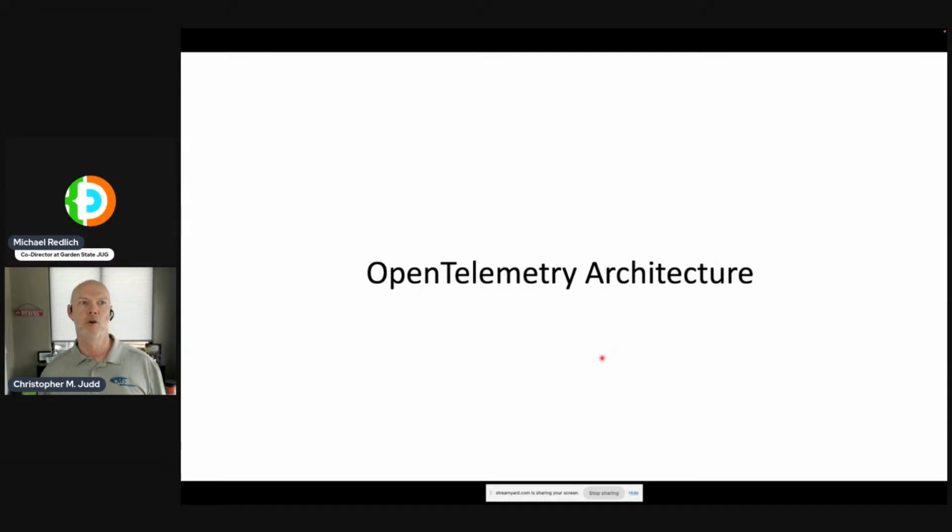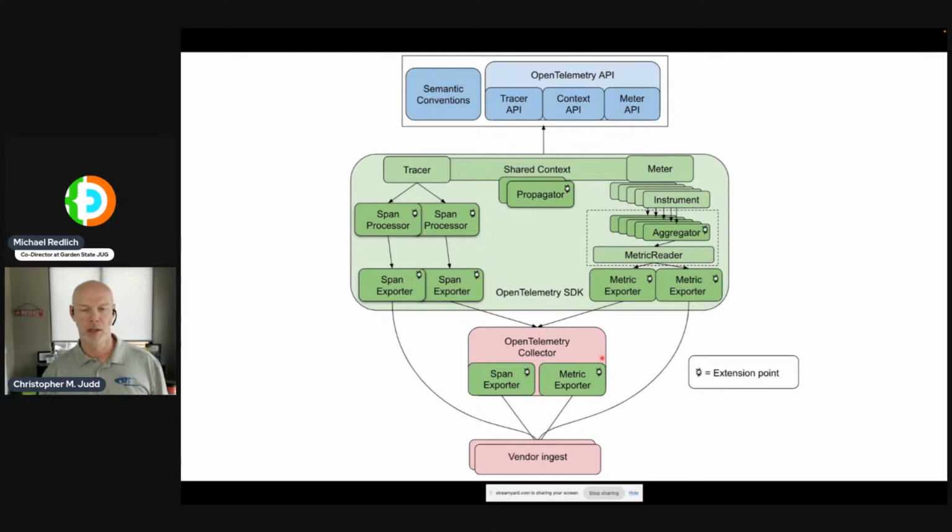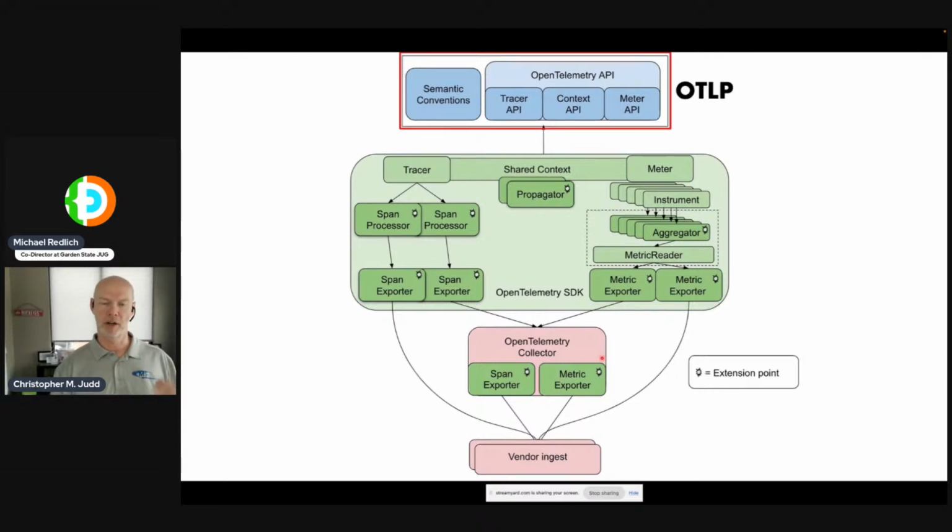In order to do this, OpenTelemetry has a pretty extensive architecture. So let's talk about that architecture. This is what it looks like. We'll break down each individual component. At the top, we have the API layer. And this API is a language-independent protobuf interface. So it can support any number of languages.